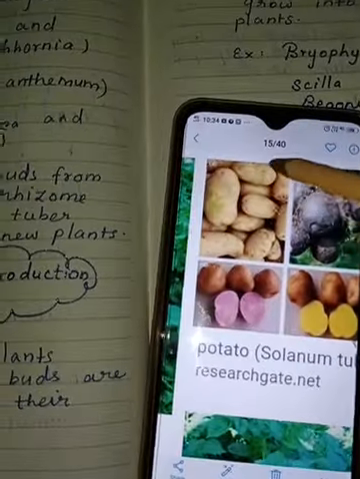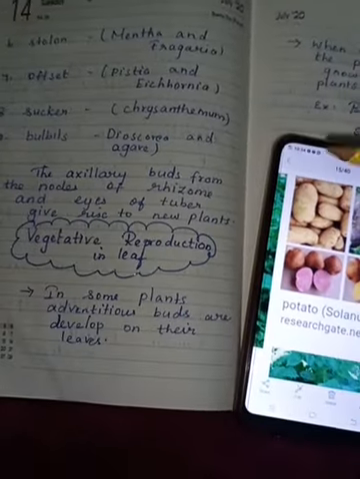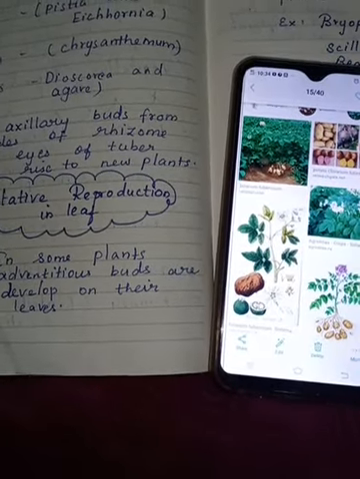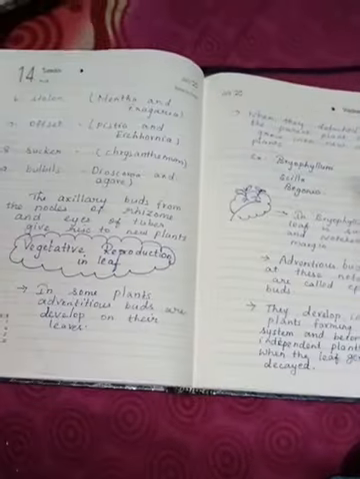So see, this is the eye of potato. That one is the eye of potato. So they give rise to new plant. Give rise to this node only. Give rise to new plant. Okay. Next, vegetative reproduction in leaf.